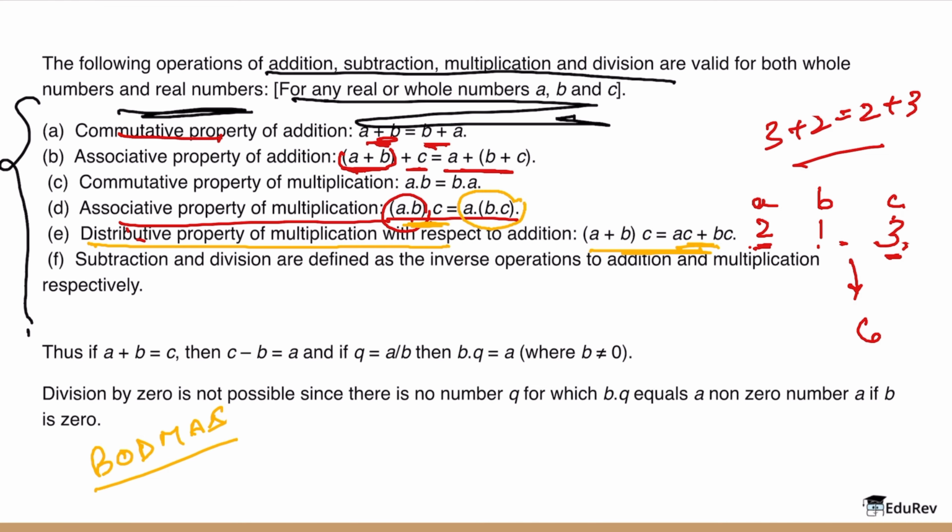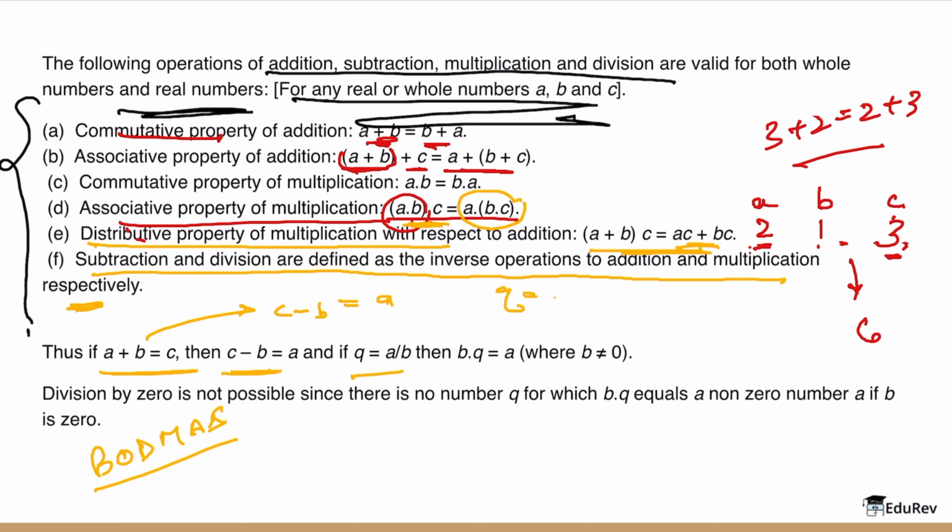It's simple. Then, subtraction and division are defined as the inverse operations to addition and multiplication respectively. So if A plus B is C, that means obviously from here I can say that C minus B is going to be A. And if Q is A by B, then obviously B multiplied by Q is A, because I can do cross multiplication here, where B is a non-zero number.